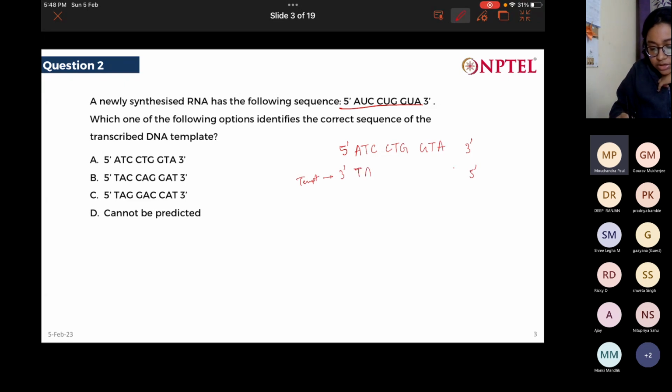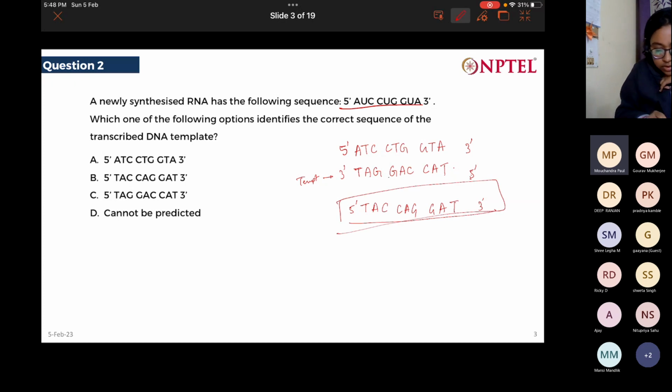T A G G A C C A T. Now in the options, they want us to write in the direction 5 prime to 3 prime. So we have to just read from this end. So it will be T A C C A G G A T. This is the answer, and it matches with option B. Could everyone do it?